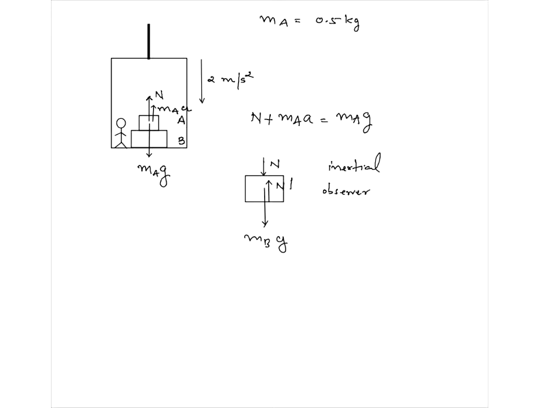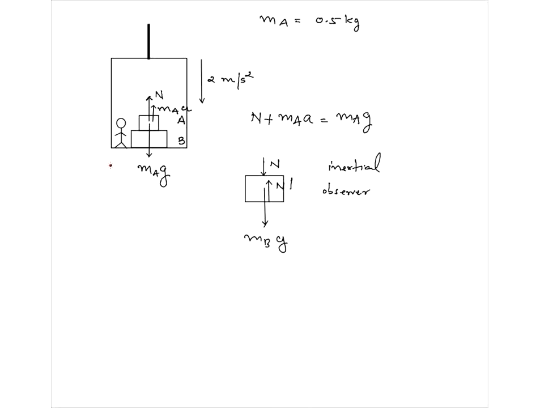Let's say block A pushes block B with N force downwards. So B experiences N downwards, and B also applies N on A upwards. Other forces acting on A: gravitational mAg, and because of this observer who is accelerating with this much acceleration, the pseudo force will be the mass of A times the acceleration of the observer, up. This is down, so that will be up.